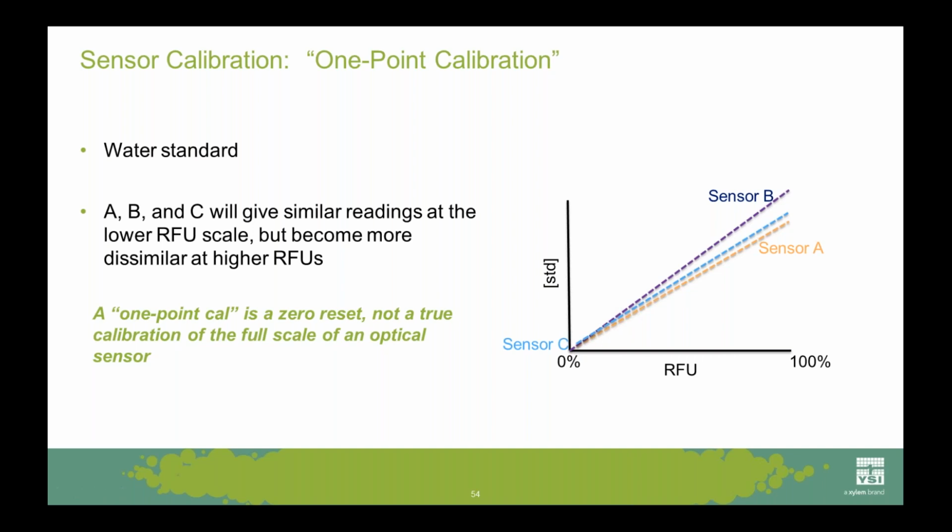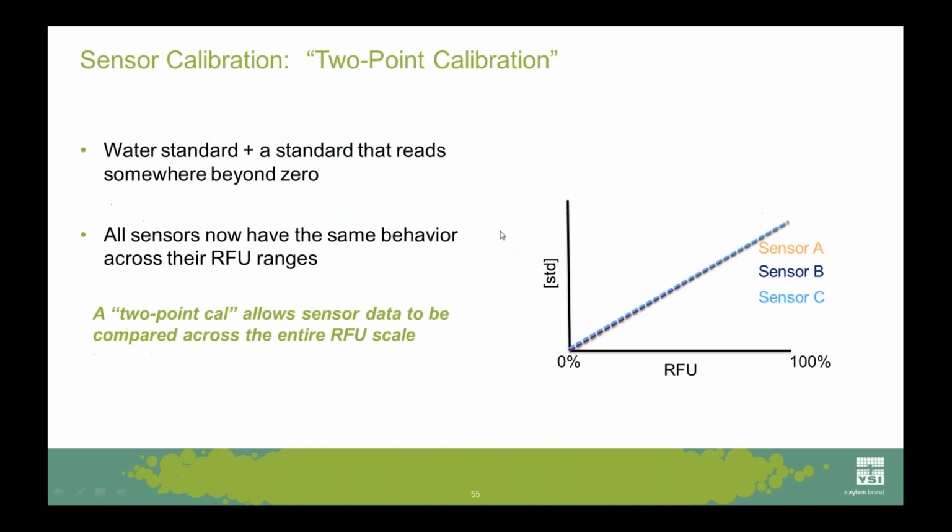If you're working in an environment where readings may surpass, I generally say about 15 to 20 RFUs, I strongly recommend that you do a 2-point calibration. So that is the first thing that I would call a best practice.